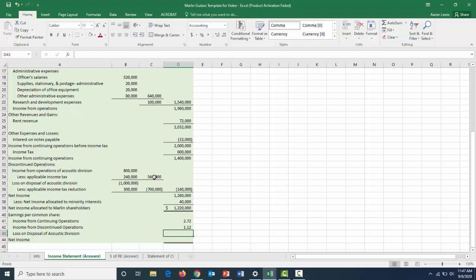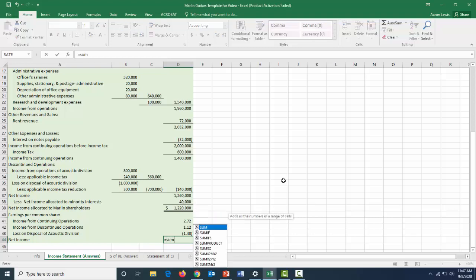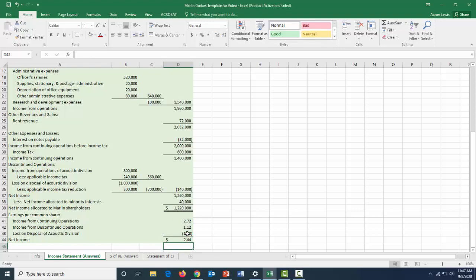And then lastly, let's account for the loss. Our loss after tax was $700,000. Well, let's divide that by 500,000. And we're going to come up with $1.40 worth of loss that each share experienced when we got rid of this acoustic division. And if we add this all up, we're going to come up with a total EPS, earnings per share, of $2.44 per share.